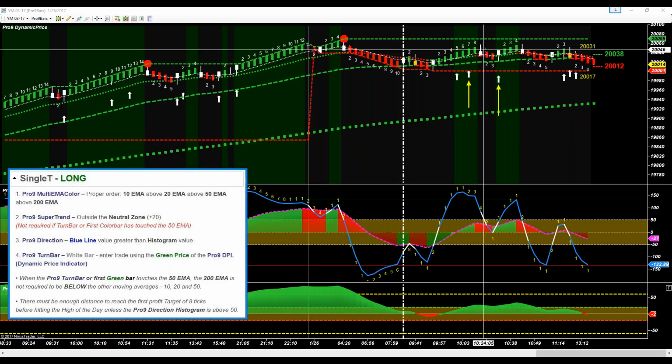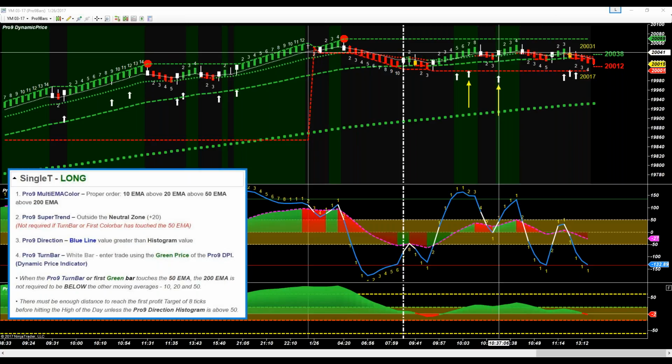Whereas a continuation, the price reversal is very brief comparatively, and once we get that second turn bar, either immediately after the first turn bar or with a color bar in between them, it's basically just a continuation of the previous run. So those are the differences in those setups.